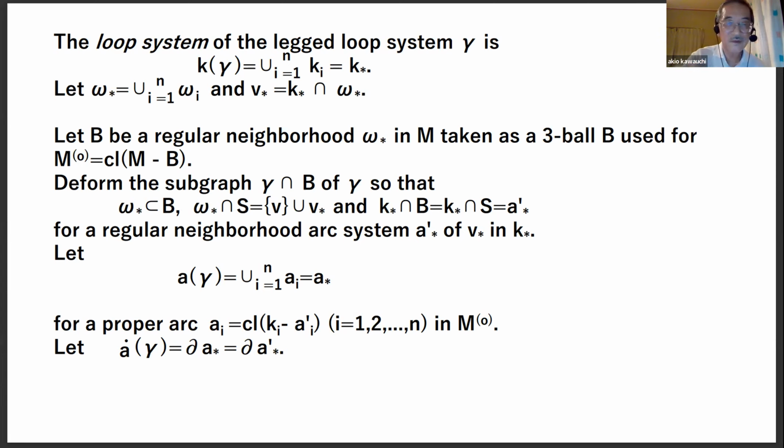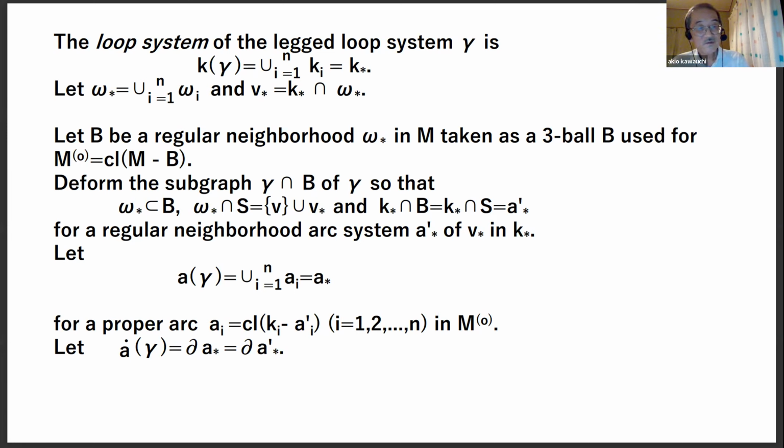So V star is just a set of points. Let B be a regular neighborhood of omega star in M, taken as a 3-ball, used for M0.